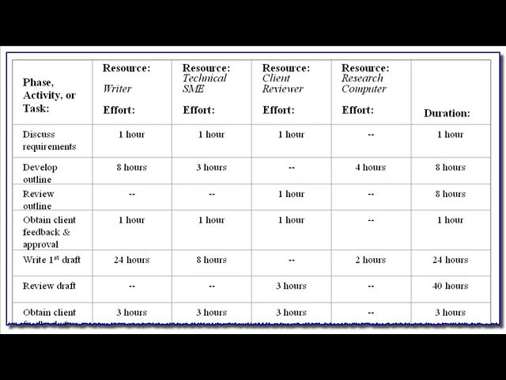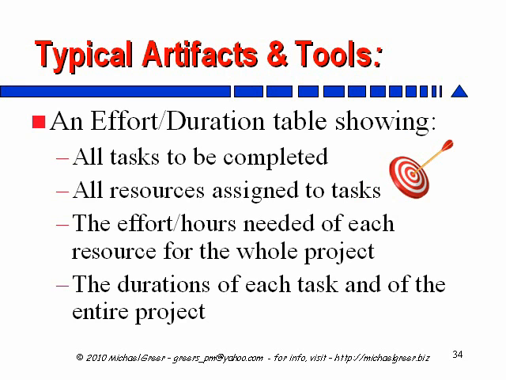In this way, you can total up all of the effort required by each of the resources. You can total up the time required by each task, and overall come up with an overall project duration summary. So for step 5, estimate time, effort, and resources, we come up with an effort duration table. These are our targets here. An effort duration table that shows all the tasks to be completed, all the resources that are assigned to the tasks, the effort hours that are needed of each resource for the whole project, and the durations, or the elapsed time of each task, and finally, the elapsed time of the entire project.